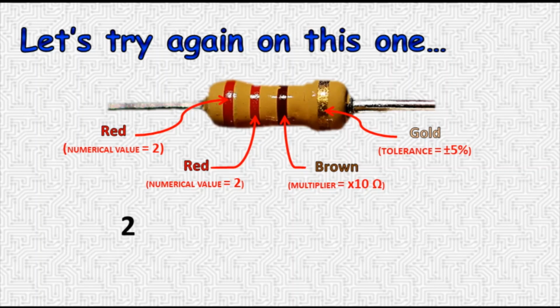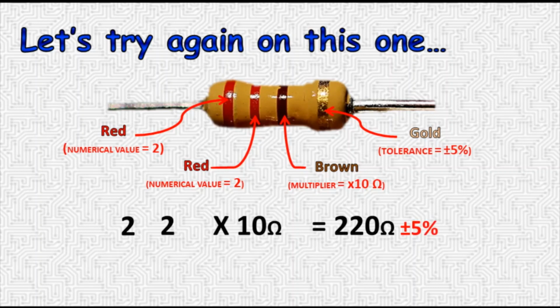So, paano siya basahin? No? Red is 2, another red is 2, and the multiplier is times 10 ohms. So, ang ibig sabihin, ang value niya ay 220 ohms. Positive, negative, 5%, which is the tolerance. Pansinin nyo, isa lang yung 0 doon sa multiplier. Pagdating doon sa equivalent value, isa lang din ang 0. Parang dinikit lang din yung dalawang digit na nauna. Okay? Yan o, isa, isa. So, yun yung technique na tinuro ko sa inyo kanina.